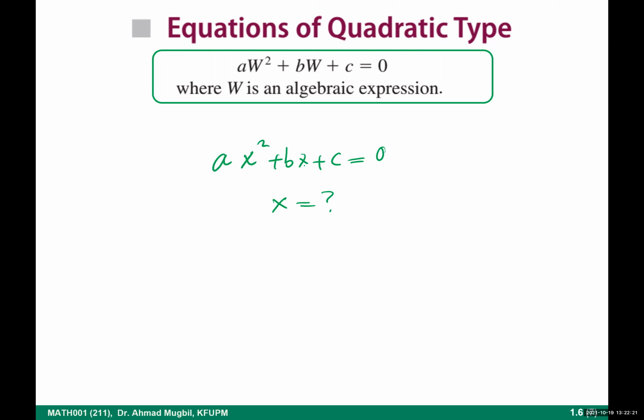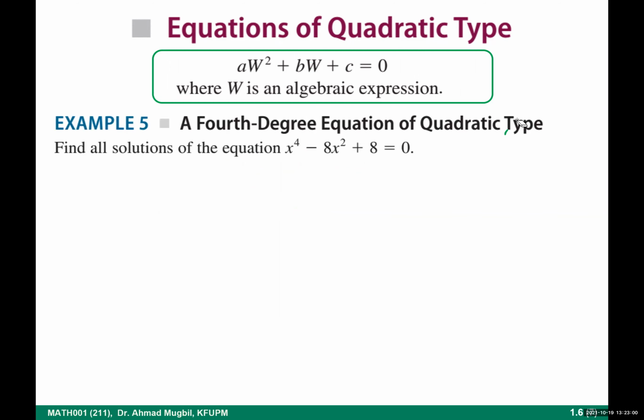Now, when you have, instead of x, any algebraic expression, in this case it is called of quadratic type. It looks like a quadratic, but originally it is not. It is quadratic in W. So when you want to find W, yes, it is quadratic. But in fact, W here is an expression of x. There is x inside W. We will use substitution. Now, let's see some examples. I think it will be more clear.